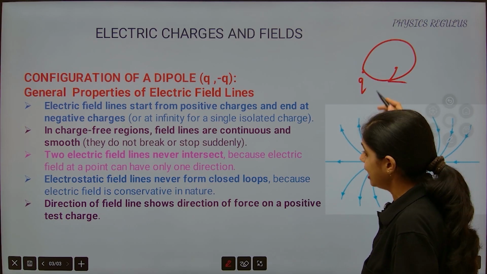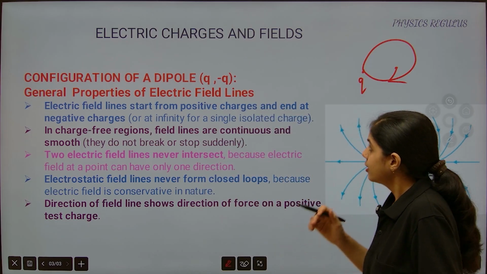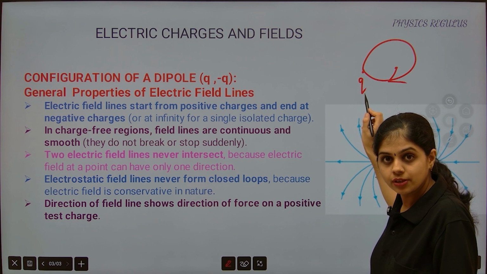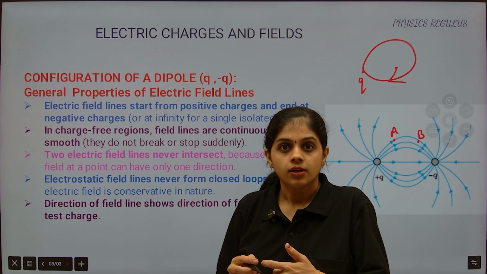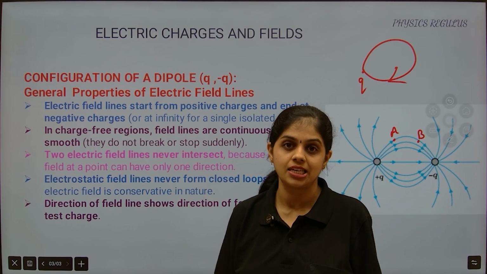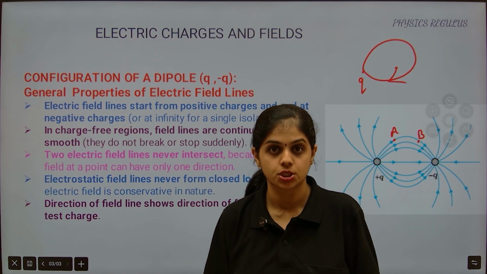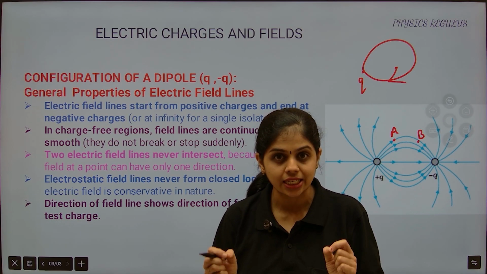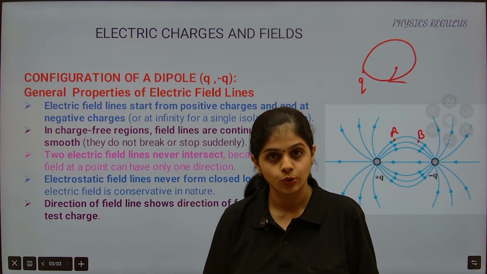You may ask, what is the relation between formation of closed loop and conservative nature? Think, if it forms a closed loop, the test charge will also move in that direction. After completing a round trip, the test charge would get a continuous forward push. Then work done will be greater than 0. If work done is greater than 0, that shows non-conservative nature, which is contradictory. So, electrostatic field is conservative in nature, hence it does not form closed loops.